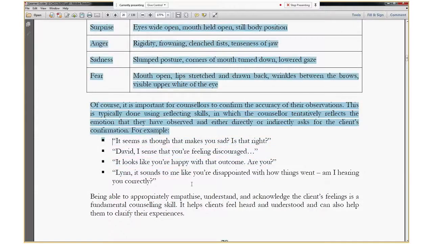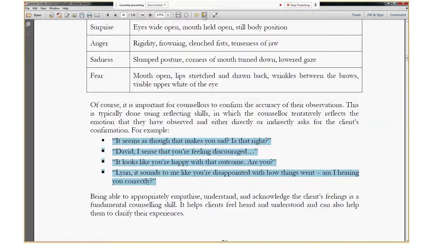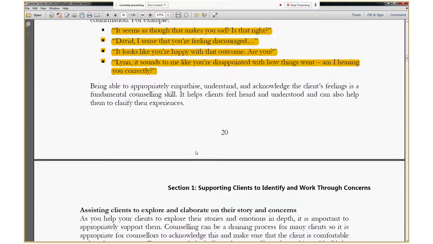Reflection of feeling, big one. Geldard and Geldard, Ivey and Ivey go deep into that one. It's the Carl Rogers person-centered therapy style of helping a client. So reflect feelings, reflect emotions. Have a read through that one. Very important to know all that. So make some effort in learning all that stuff.